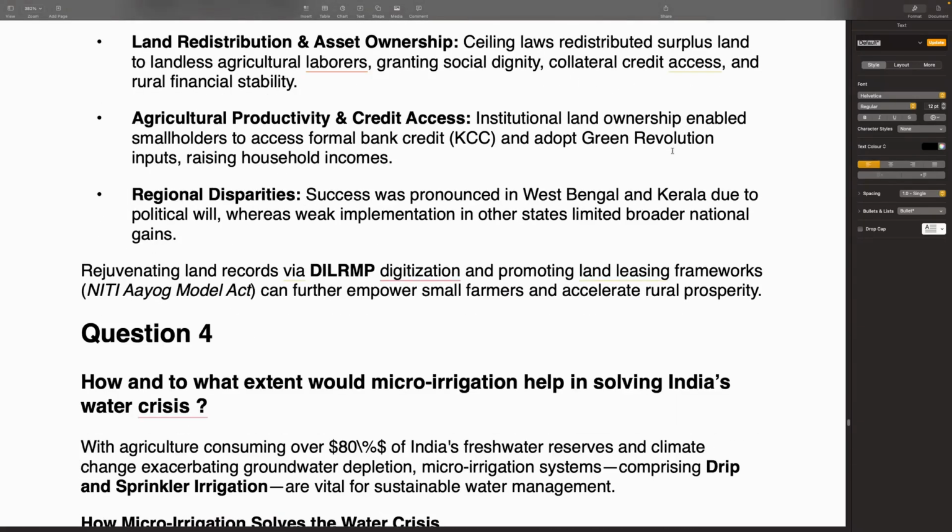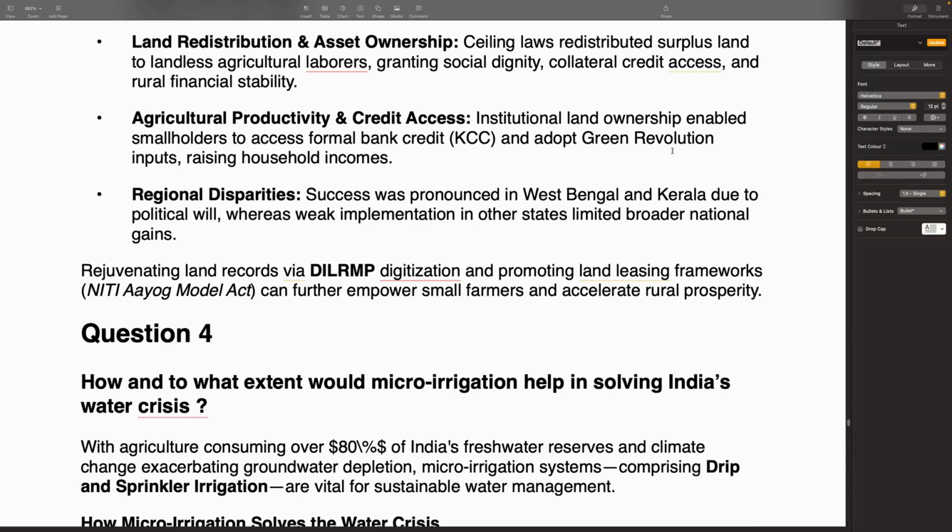Land redistribution and asset ownership. Ceiling laws redistributed surplus land to landless agricultural laborers, granting social dignity, collateral, credit access, and rural financial stability. Agricultural productivity and credit access. Institutional land ownership enabled smallholders to access formal bank credit and adopt green revolution inputs, raising household incomes.